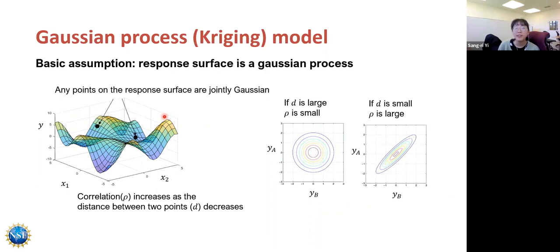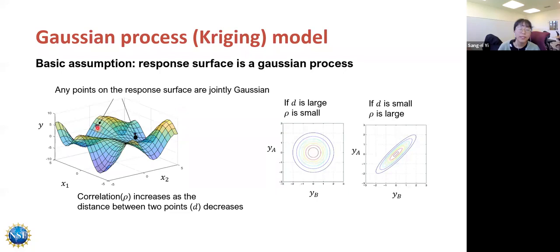And so how does this Gaussian process modeling approximate the response surface? It's what I want to explain today. The basic assumption is that this response surface is a Gaussian process. What does that mean? If you have some points on the response surface, it can be two or multiple, then a Gaussian process means that all these points are jointly Gaussian.